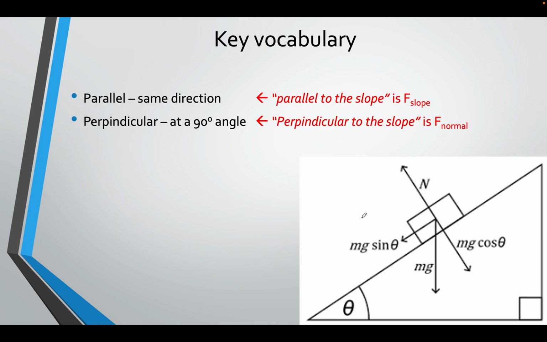Key vocabulary here for you. Parallel, same direction. Perpendicular is a 90-degree angle, so that's what you need to remember. Parallel is the same direction as the slope. Perpendicular is at the 90-degree angle, which is the normal force in this case.